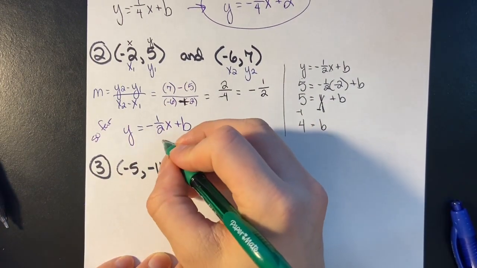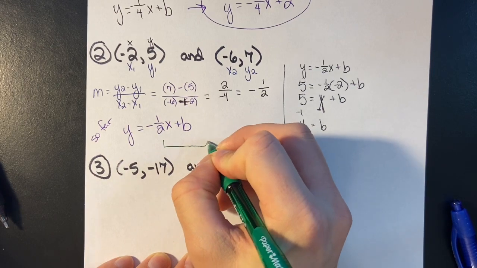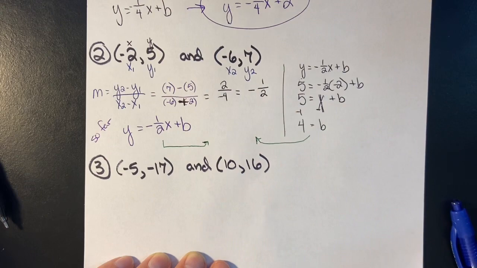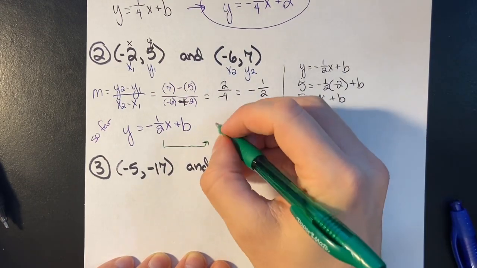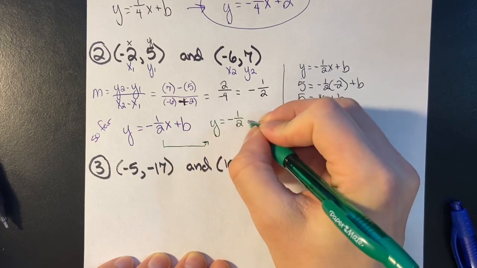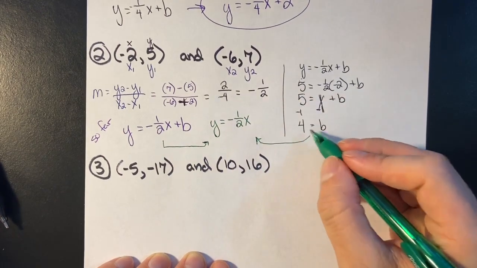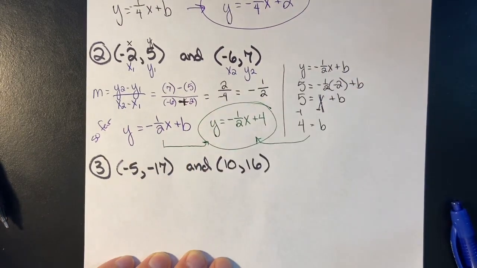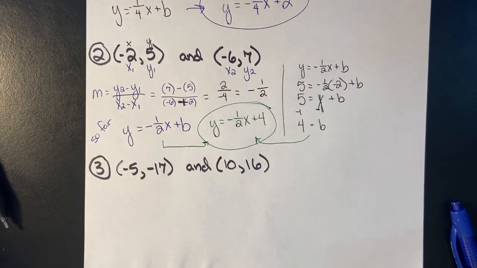I know that y equals negative 1/2 x plus b, and I just found out that b is 4, so putting it all together, I have y equals negative 1/2 x plus 4. That's my answer. Pretty tricky stuff. Not fun. Unless you're insane.